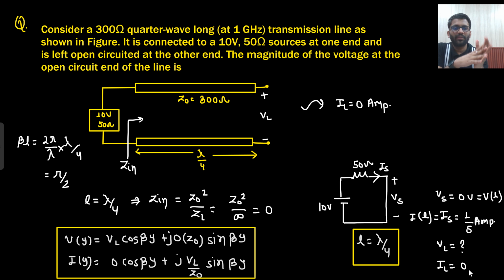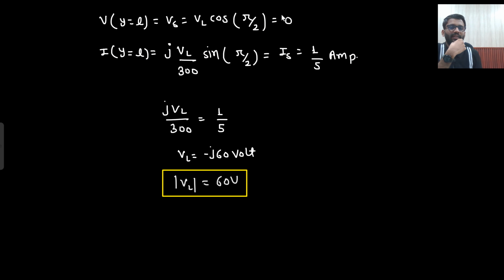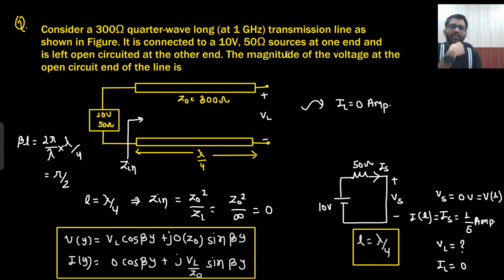Now what do I know? I know the values at L distance from load. That means I know the value of Vy at y equals to L, and I know the value of Iy at y equals to L. From Vy at y equals to L, I was not getting anything conclusive because that was equals to 0 only. But from Iy at y equals to L, I was getting something conclusive. What was that? JVL by 300 sin pi by 2, that was equals to 1 by 5 ampere. So JVL was equals to 60 volts. So VL is minus J60 volts. So the mode of VL is 60 volt. So this is what they asked. They asked the magnitude. The magnitude of voltage at the open circuit line is 60 volt.